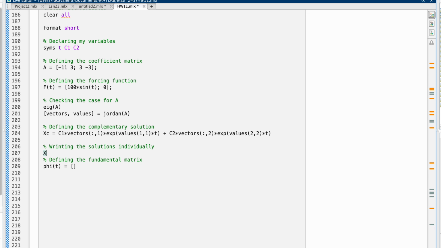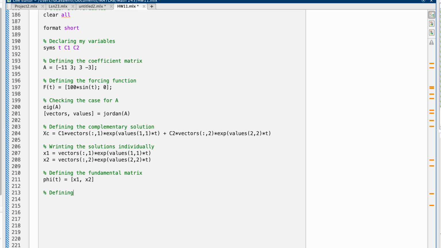So that's going to be x1, and what is that going to be? It's going to be this solution over here, and x2 is going to be this solution over here. So x2 is going to be equal to this, and I want it to output here, so I won't put a semicolon. Then my fundamental is going to be this, separated by a comma instead of a semicolon, because we're concatenating two vector functions or two vector variables, and I want to see it.